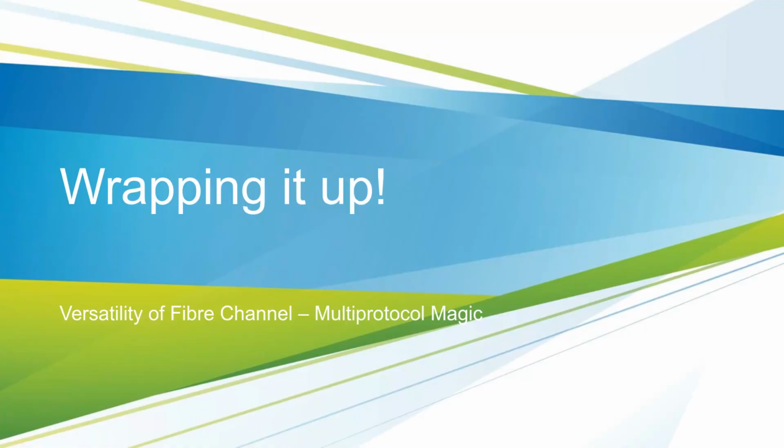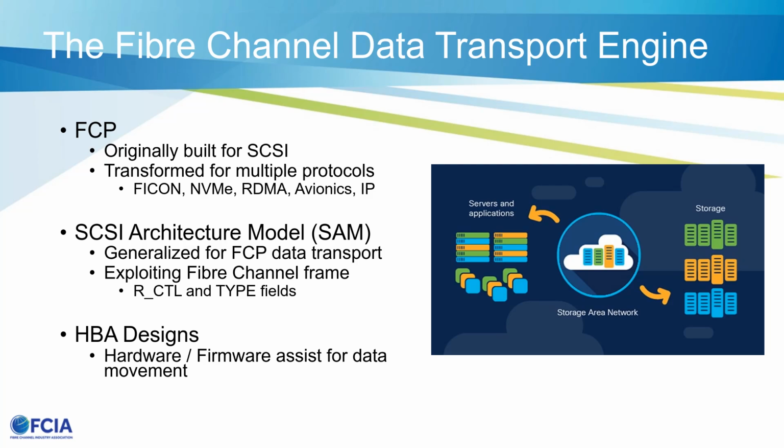So let's wrap this up. What we've seen is that FCP was originally built for SCSI, but we've transformed that FCP engine to support multiple protocols. We now support FICON, NVMe, RDMA, Avionics, and IP. The SCSI architectural model was also adapted to take advantage of the hardware assist capabilities that are built into the HBAs. So we generalized the FCP data transport from being just SCSI unique to being Fibre Channel transport generic.